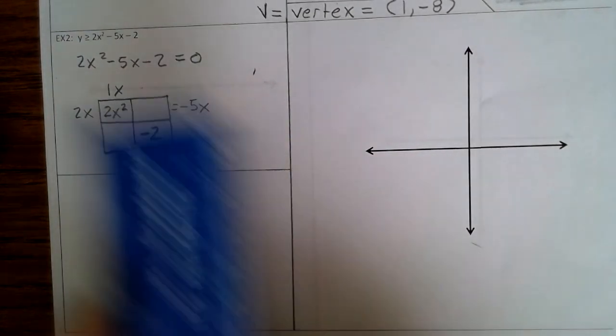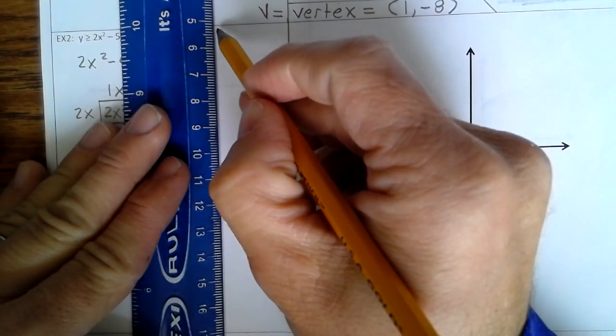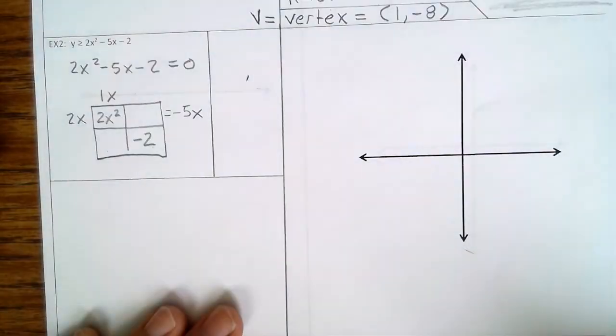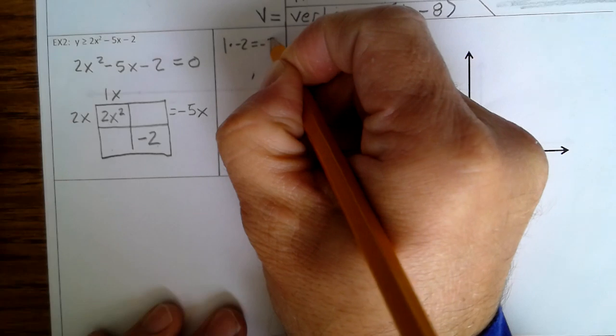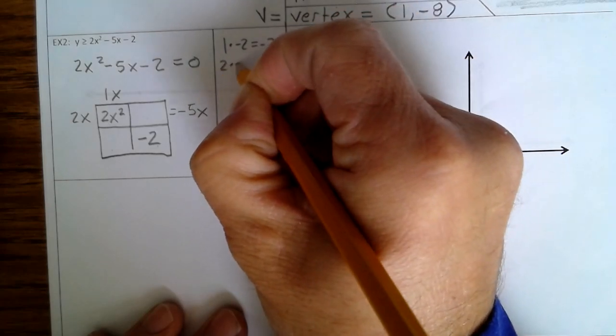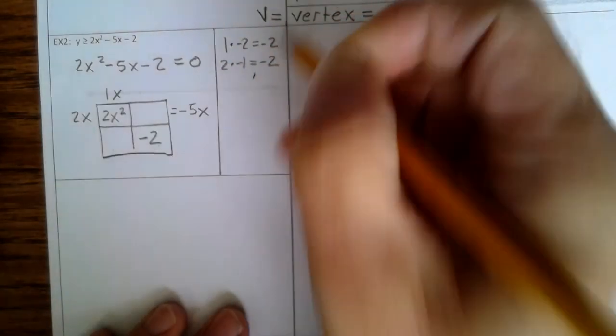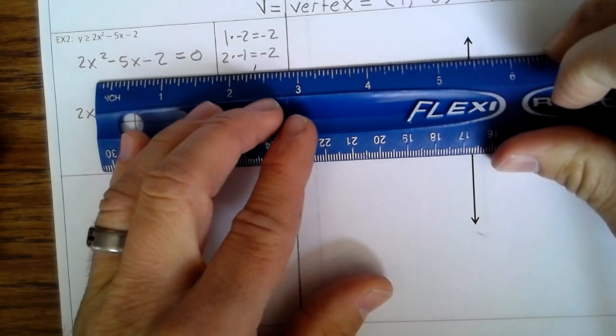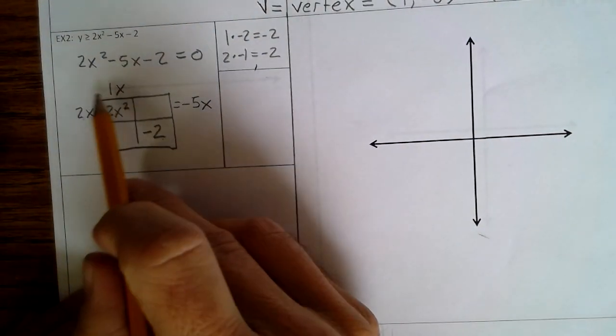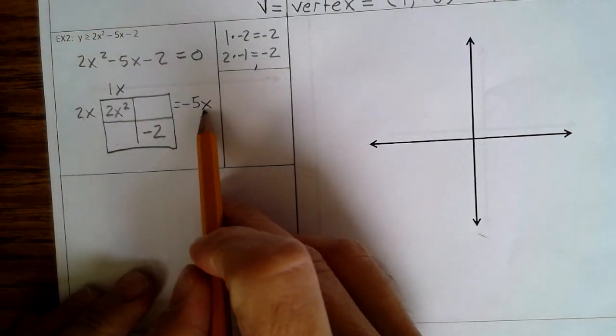Okay, so now let's find all the combinations that make negative 2. So 1 times negative 2 is negative 2, and 2 times negative 1 is negative 2. All right. Now, we have to multiply the first number by 2 and the second number by 1 and try to find a combination of negative 5.